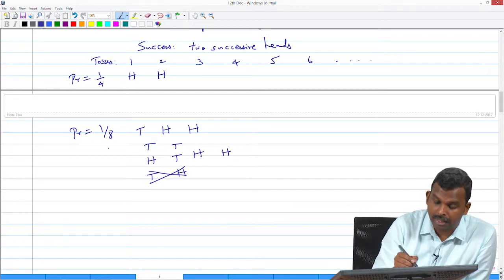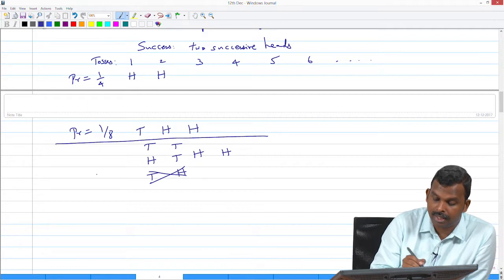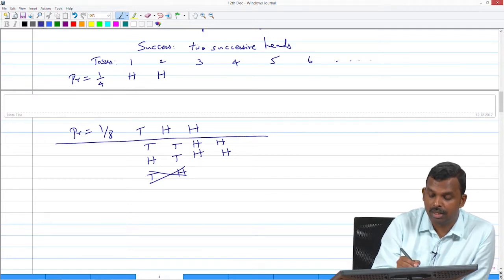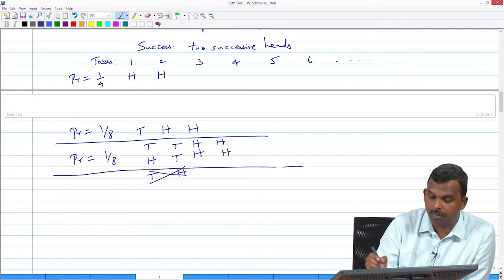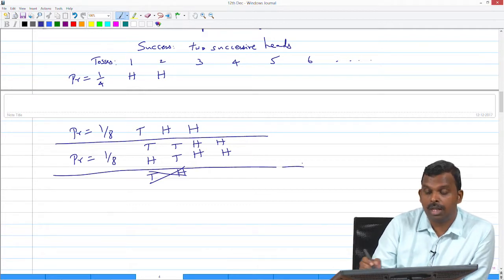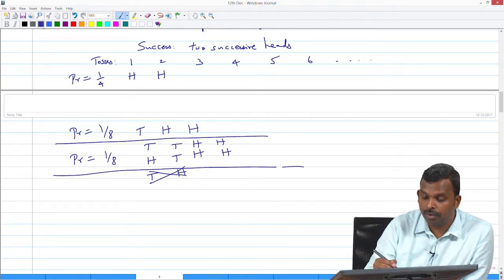So, let me draw a line here to indicate that this is ended. The probability of these 2 things happening, it could be TTHH or HTHH. So, that is 1 by 16 plus 1 by 16. So, that probability is 1 by 8. So, by the fourth toss you already have half the probability. So, what happens if you go to the fifth toss?